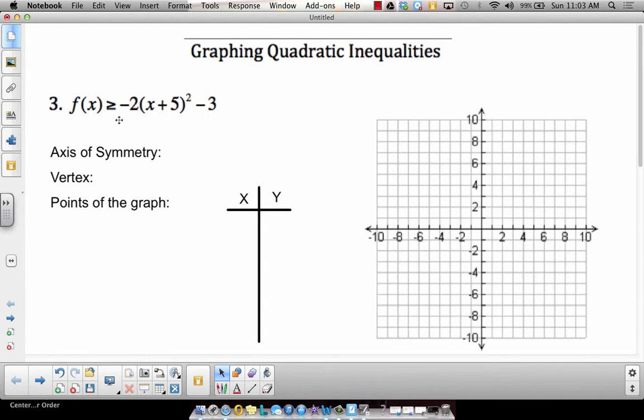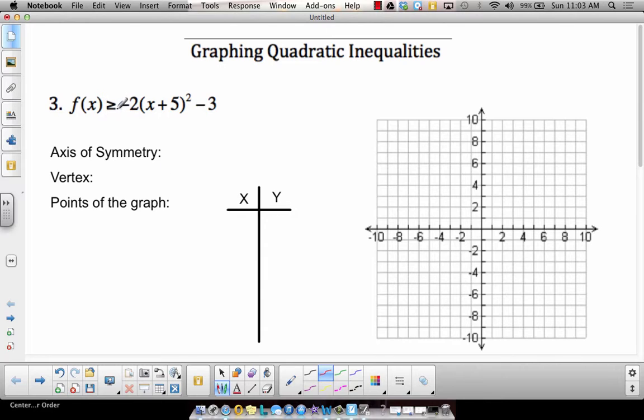These are examples. I've got two examples here. We'll deal with number 3 from the homework. One of the first things we've got to figure out when we have an inequality is, okay, I already know how to graph these things. I already know how to graph quadratics. Now all I have to do is just deal with the inequality part. So let me grab a pen here and we'll get started.